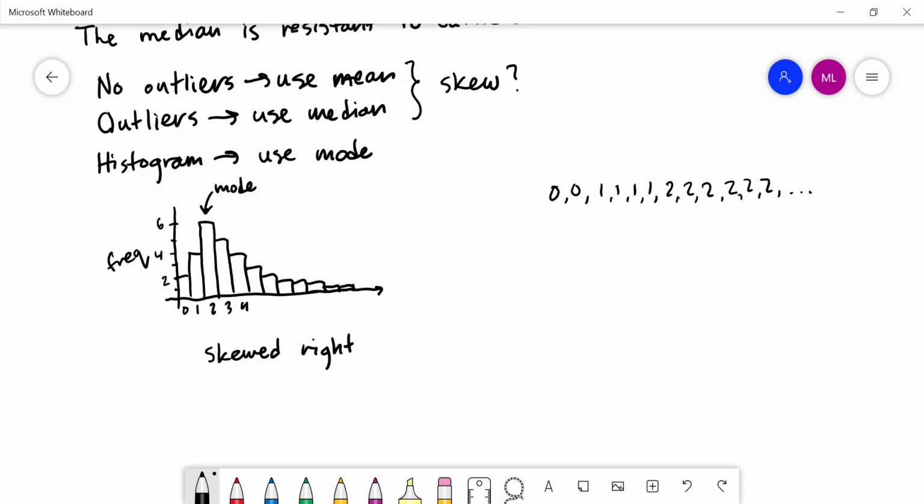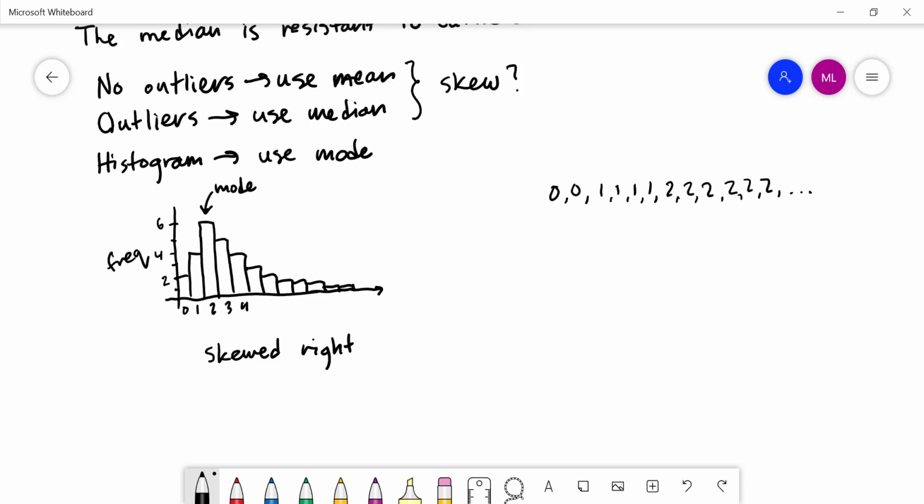And so on and so forth. We're recreating the original list of numbers from the graph by counting how many zeros there are. There's 2 of them. How many 1s are there? There's 4. How many 2s are there? There's 6. How many 3s are there? There's 5. 4 4s, and so on and so on. And we would generate this list and be able to compute the mean and the median.